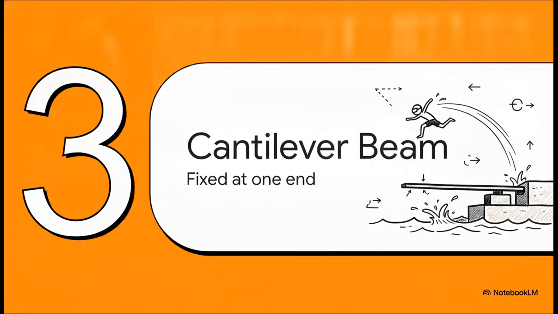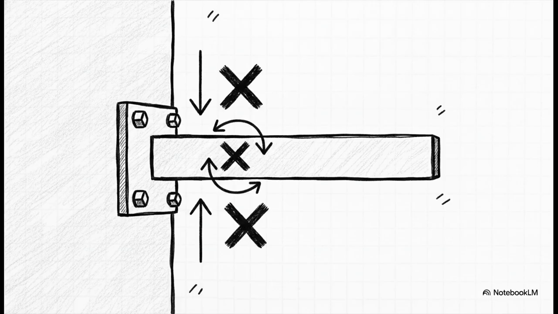Let's look at Section 3, Case 1, the cantilever beam. So, picture a diving board. It's fixed firmly at one end, right? And it's completely free to bounce at the other. Because the left side is bolted solidly into a wall, it physically cannot move up or down, and it physically cannot bend at that exact connection point. We take that physical immobility and translate it directly into mathematical zeros.